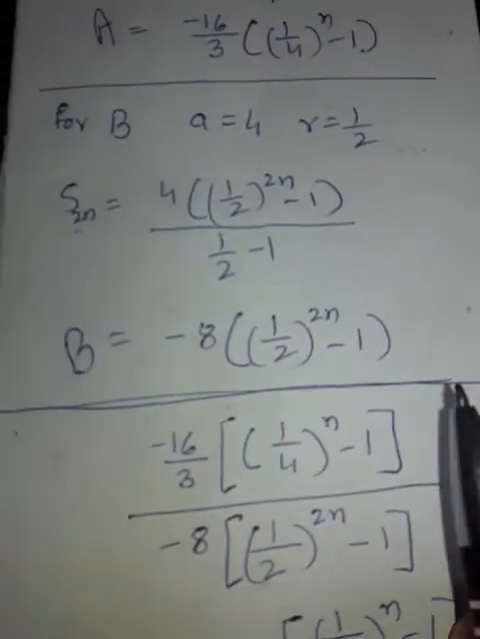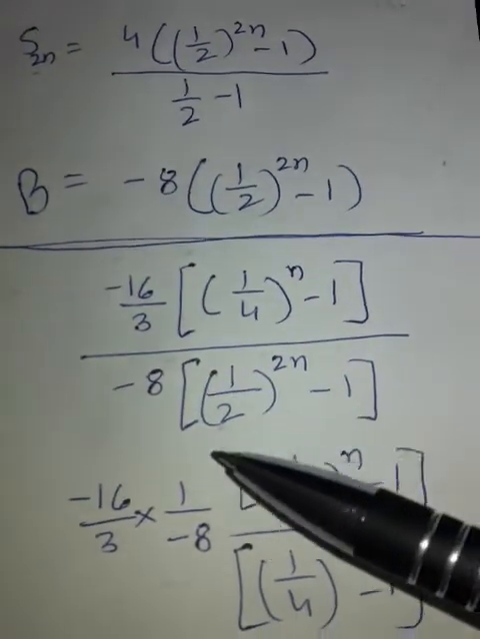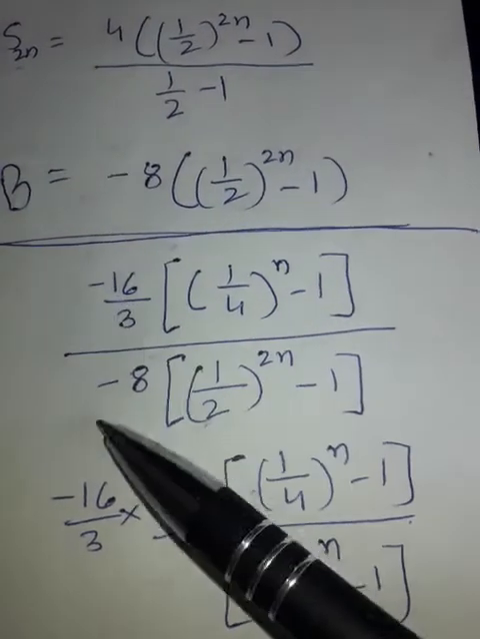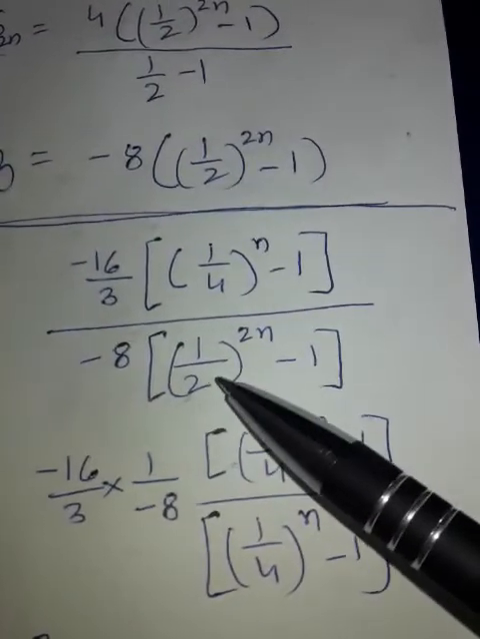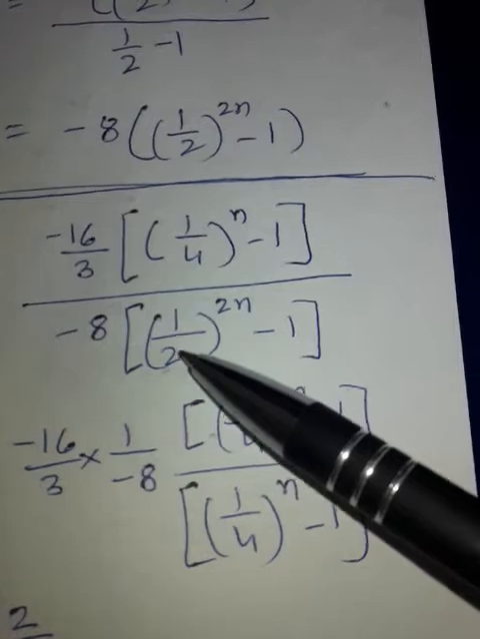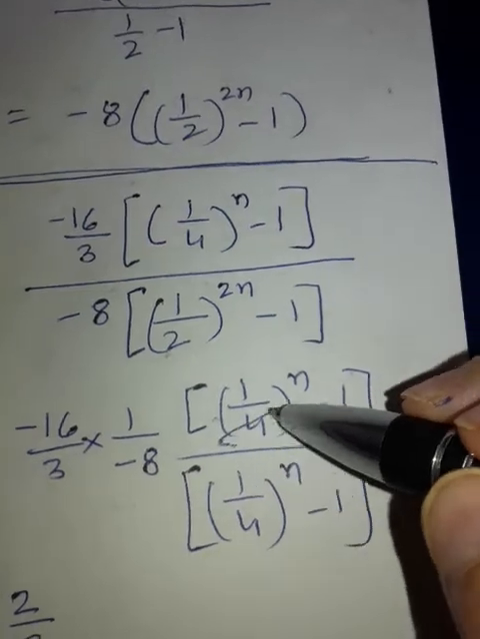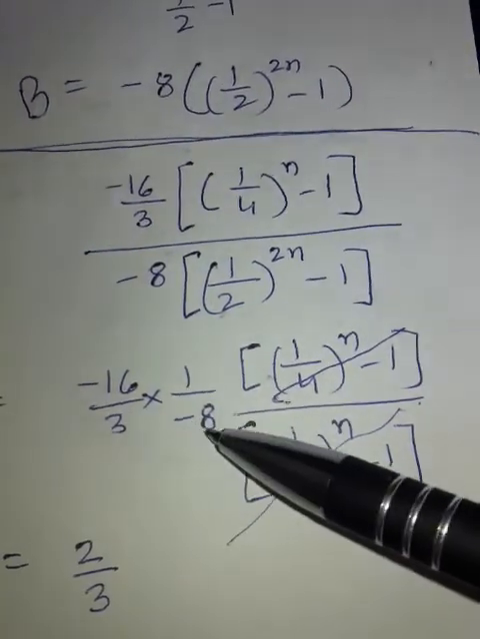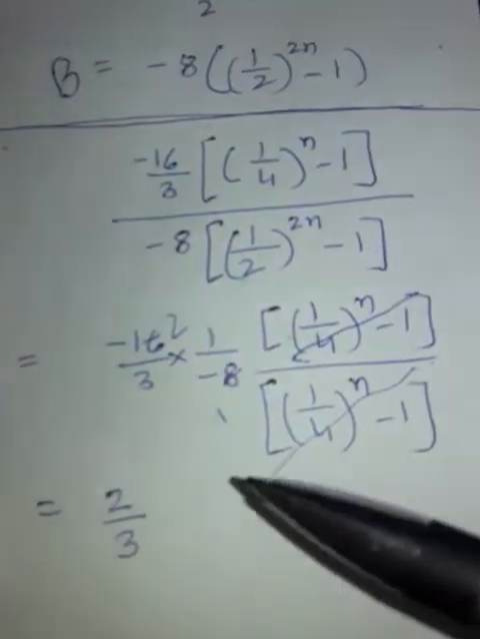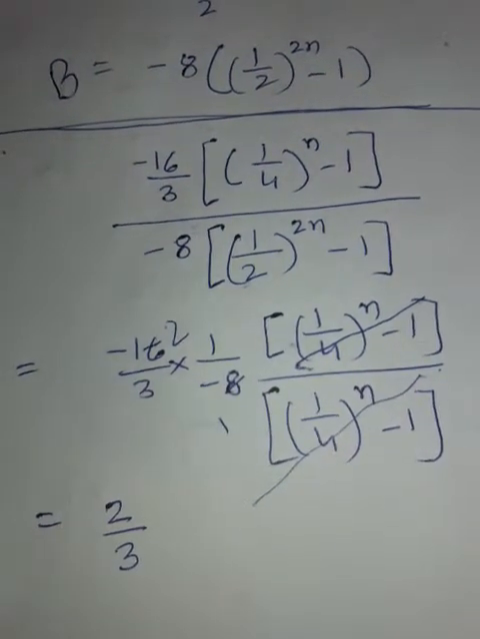Now I want A upon B. So I am substituting. This is A and this is B. Minus 16 upon 3, 8 gets inverted, 1 upon 8, both minus signs. This as it is. Now what I can do is take 2 inside. So this becomes 1 by 4 raised to n, same as numerator. And now I can just cancel it, the whole term. Minus minus becomes plus, 8 ones are 8, twos are, and hence answer is 2 by 3. Value of A upon B is 2 by 3.